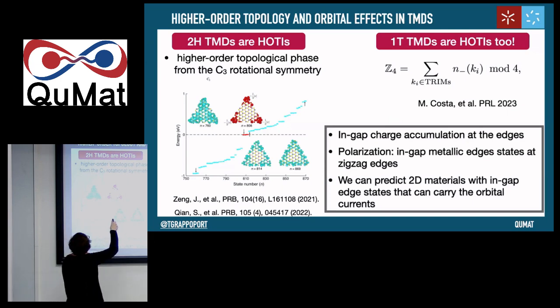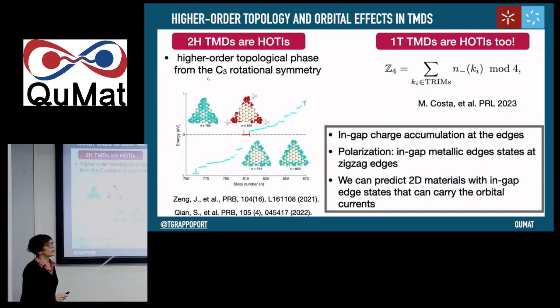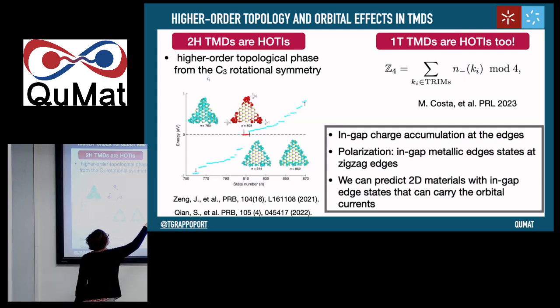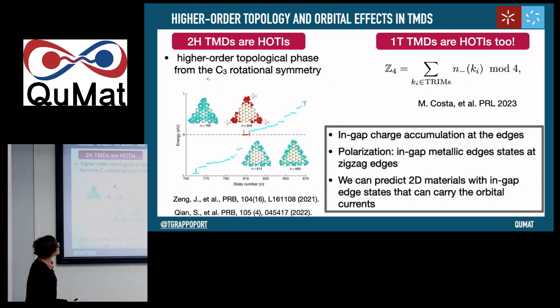So what was missed for a while is that 2H TMDs are HOTIs, and there is some work discussing this, showing that even if you cut a TMD with armchair sides in a triangle, you actually end up having these corner states. And we also calculated and classified 1T TMDs, they are HOTIs as well.